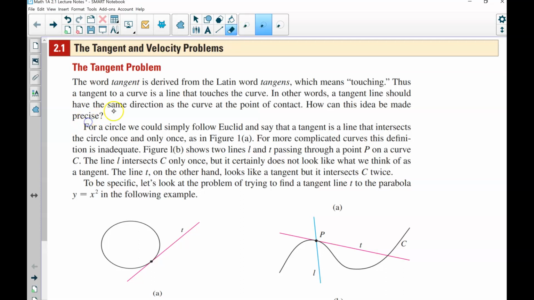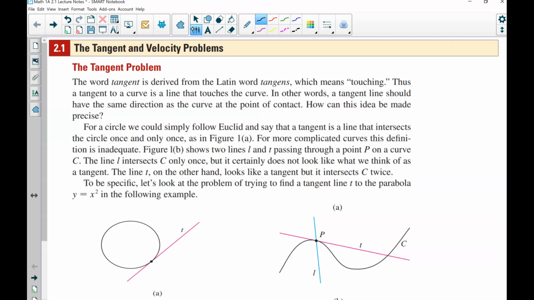Now, for a circle, we could follow the geometry rules followed by Euclid and say that a tangent is a line that intersects the circle once and only once, as you can see in figure A, which is the first one. Now, for more complicated curves, this definition is inadequate.